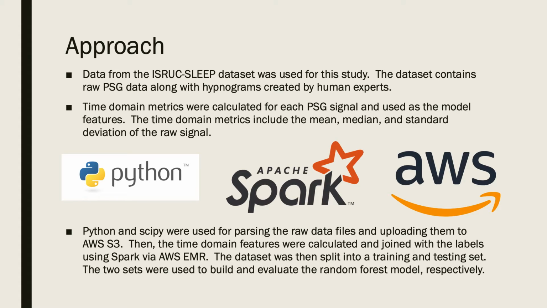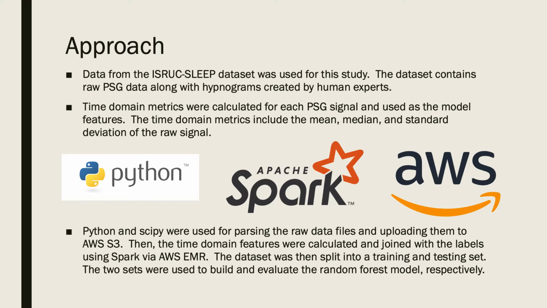So let's talk about the approach. For this study, data from the ISRUC sleep site was used. The data set contains raw PSG data along with hypnograms, or labels, created by human experts. Time domain metrics were calculated for each PSG signal and used as the model features. Time domain metrics include calculating the mean, the median, and the standard deviation of the raw signal.